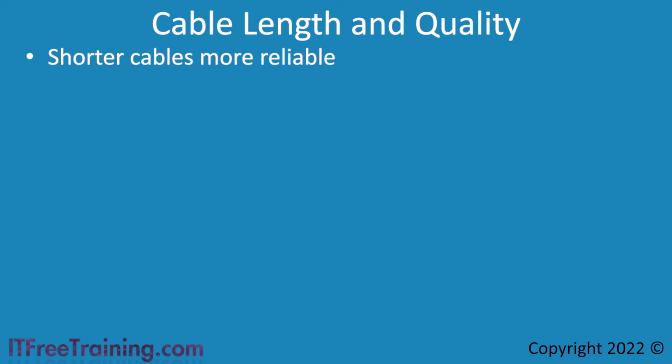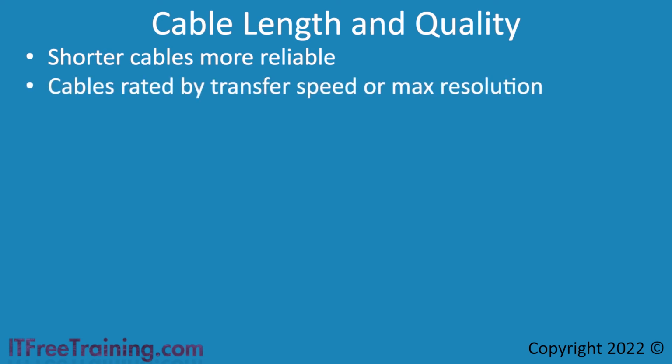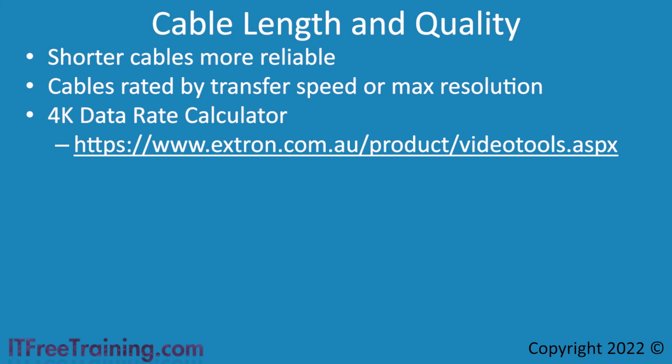When buying a cable, it will often be rated by transfer speed or max resolution. A lot of cables you will see on the market will have the 4K logo on them. This means they will support 4K resolution and anything below it, but it is a good idea to also look at what hertz rate they support. If you are given a transfer rate, you can use an online calculator to work out what speed the cable will need to be rated at to support the resolution that you want to use.